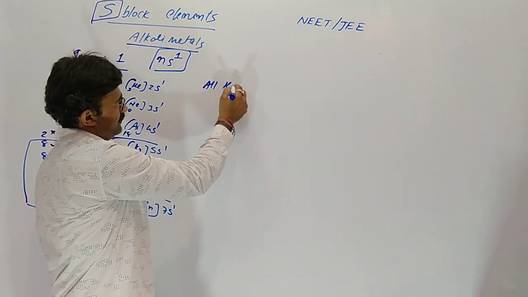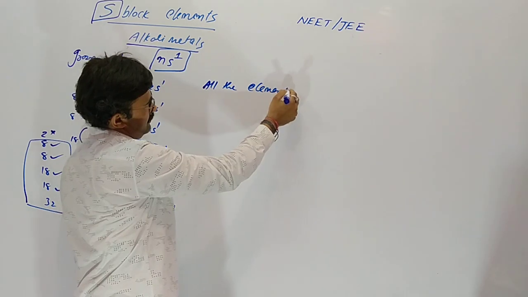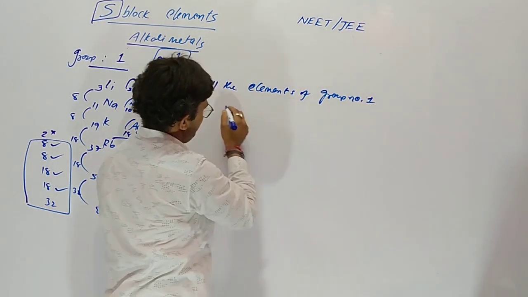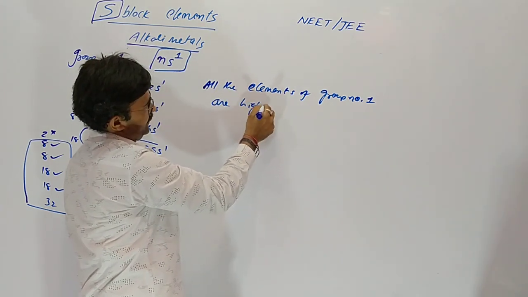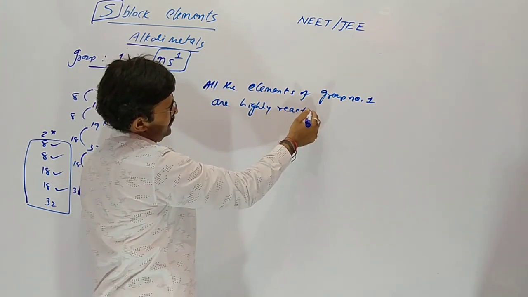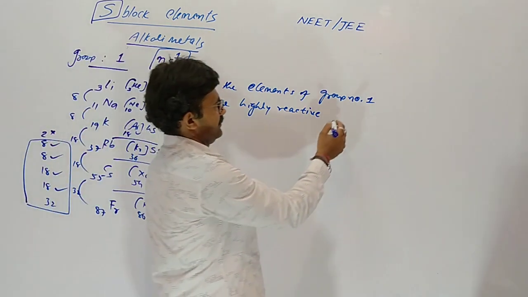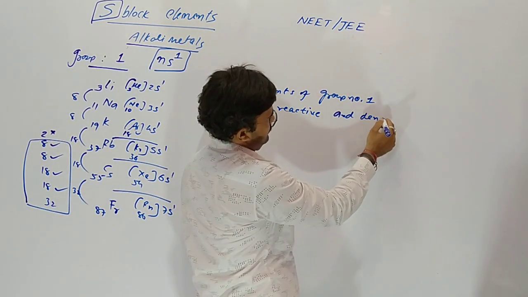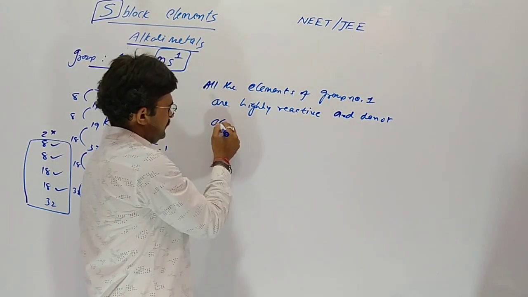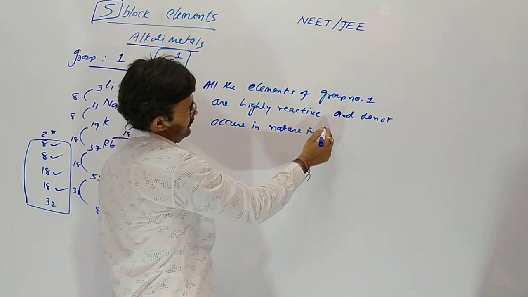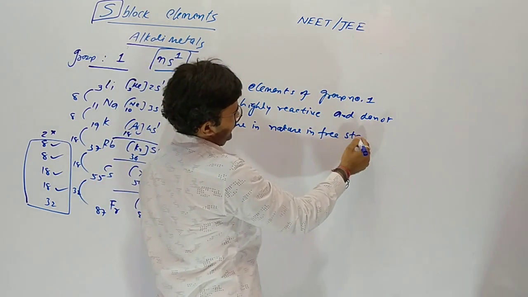All the elements of group number 1 are highly reactive and hence do not occur in nature in the free state.